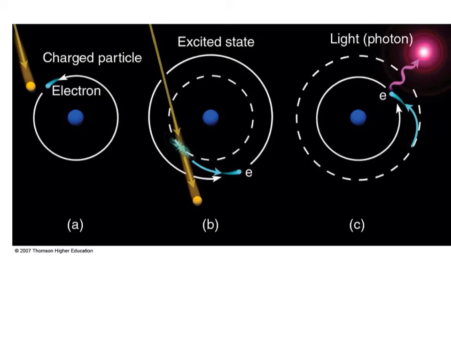In a flame test, we energize the salt with the flame, and what that does is it excites the valence electrons to move into higher energy levels. And then as the electrons move back into their ground state, they emit that energy that was absorbed in the form of photons of light.